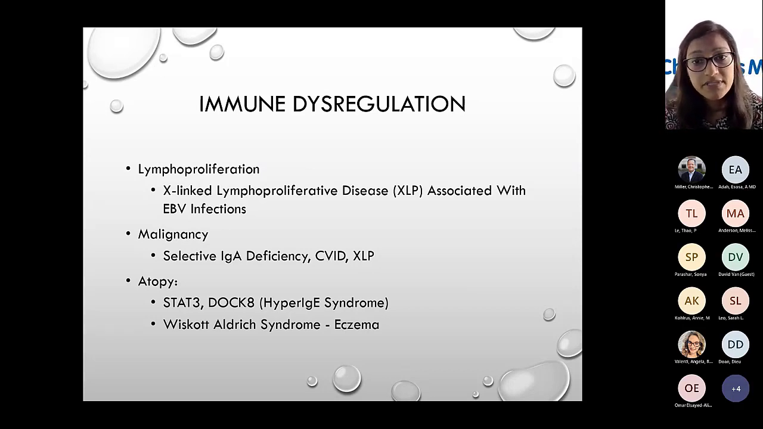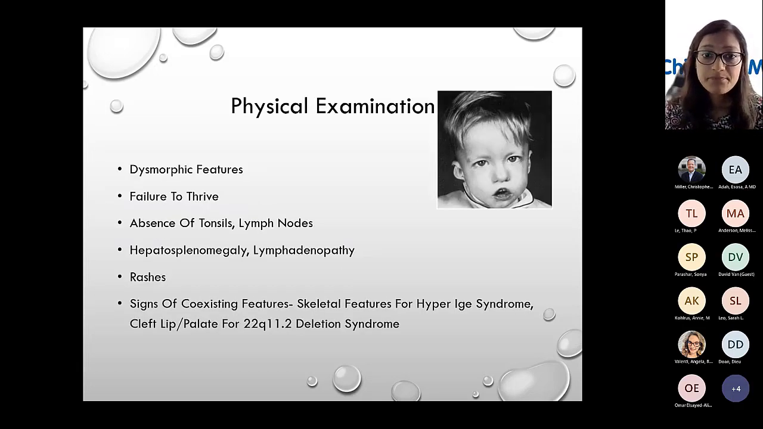Malignancies can be part of that presentation in some antibody deficiencies like CVID or selective IgA deficiency, or XLP, and several other combined immunodeficiencies that can present with malignancy. Atopic features are part of some of the immune defects such as STAT3 deficiency, Job syndrome, DOCK8 defect, Wiskott-Aldrich syndrome. So again, a long list. These are just the examples. So, we talked about the history.